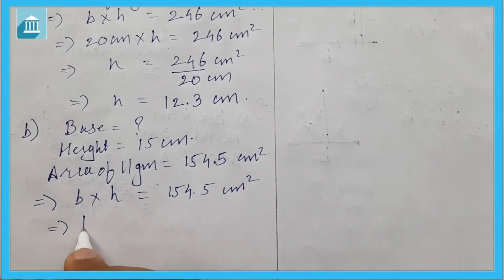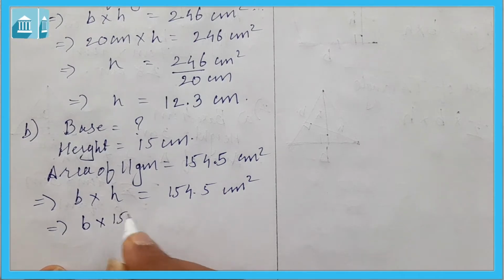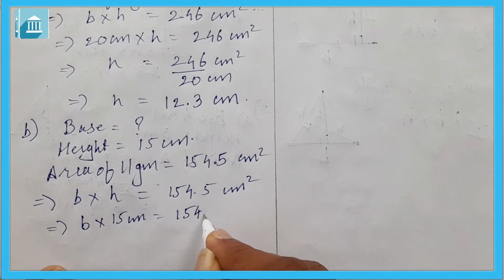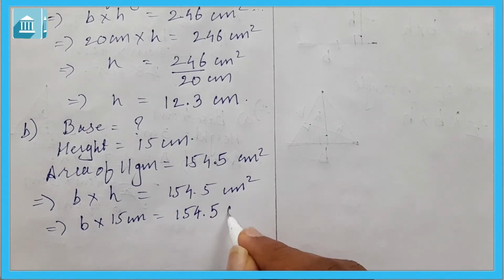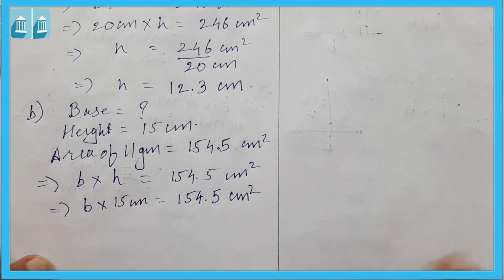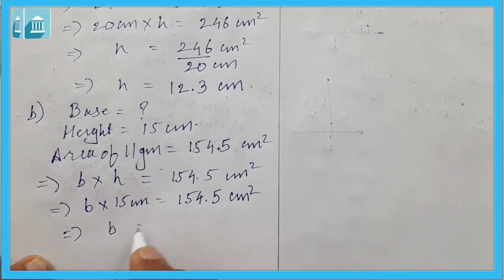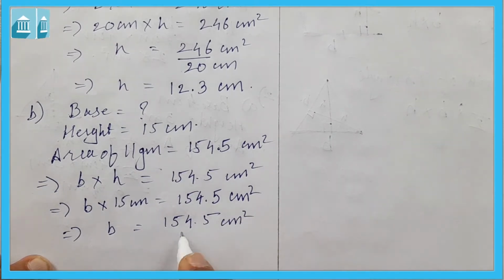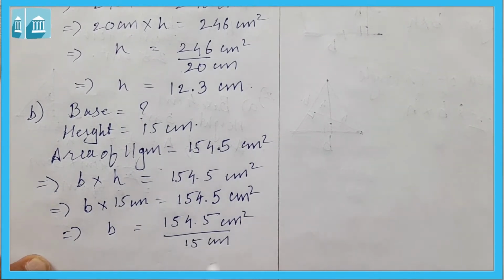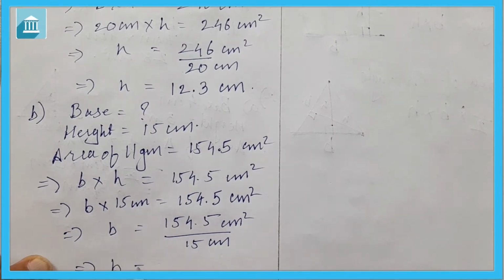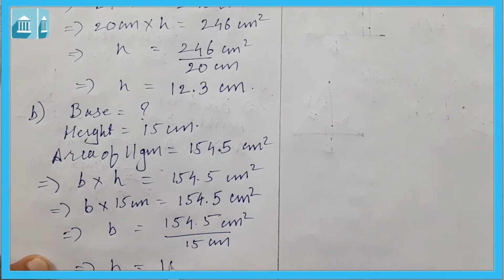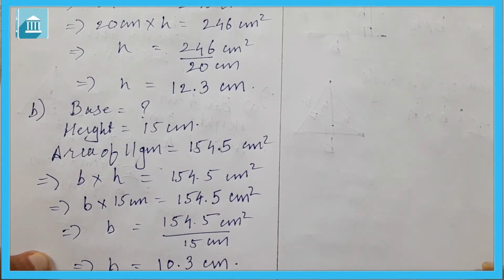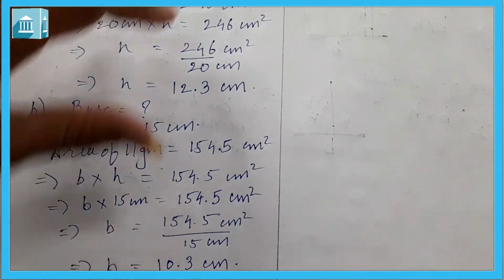Here base is not given, so we can write base into height, given 15 centimeter, which is equal to 154.5 centimeter square. So we can say that base is equal to 154.5 centimeter square upon 15 centimeter. We imply that base is equal to 10.3 centimeter. So base here is 10.3 centimeter.